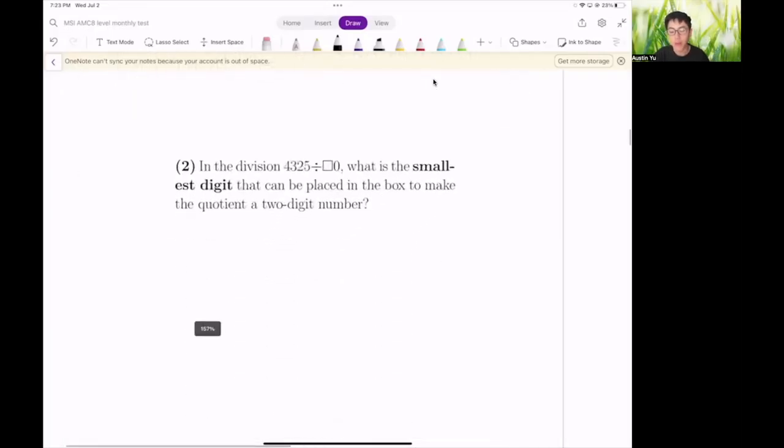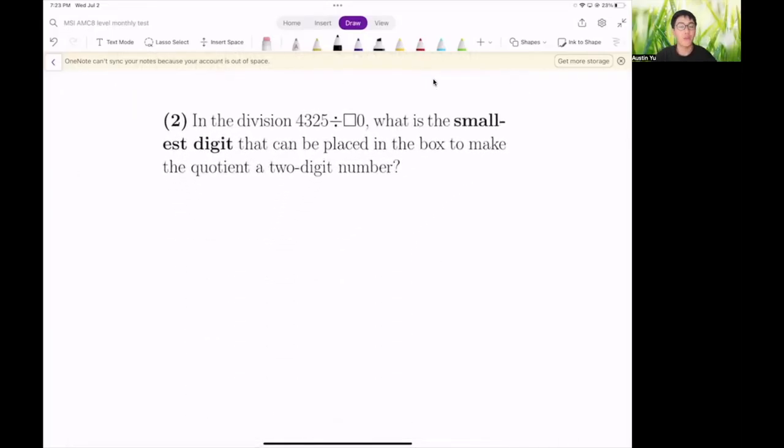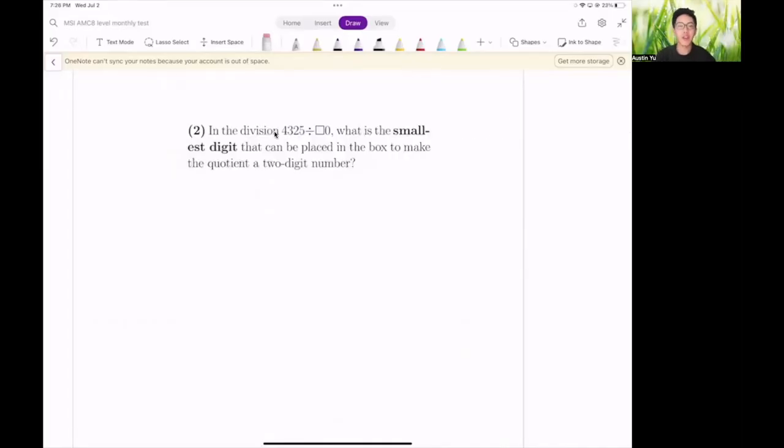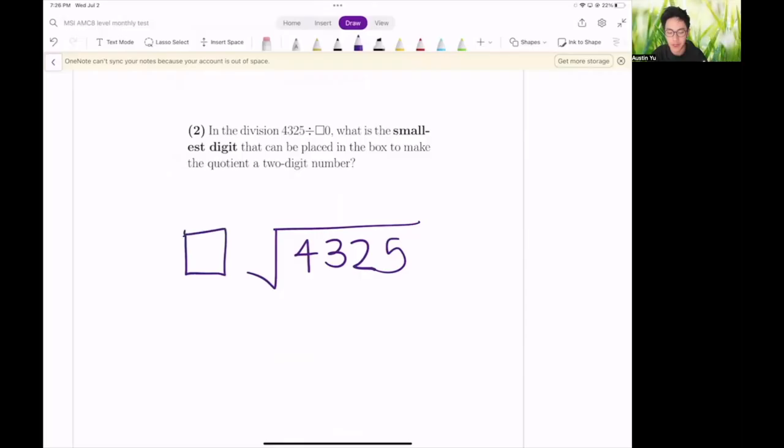And now problem 2, which is the second part of this problem. In the division 4,325 divided by blank 0, what is the smallest digit that can be placed in the box to make the quotient a two-digit number? Let's set this problem up. 4,325 divided by blank 0.